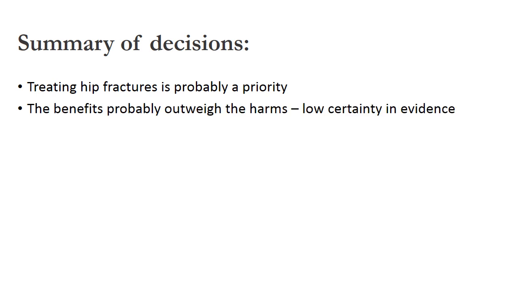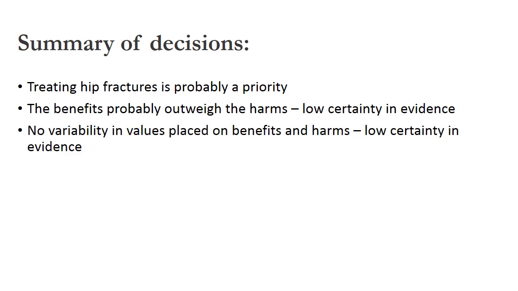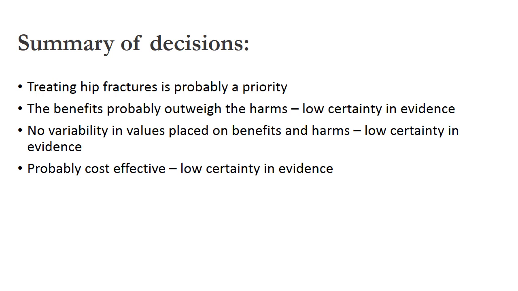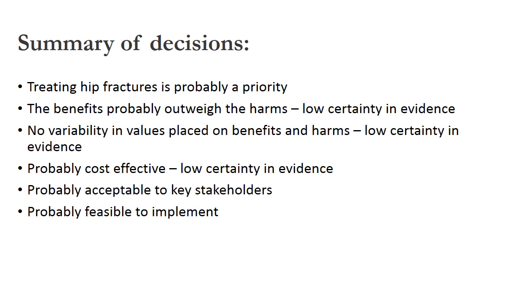Now that all issues were discussed and judgments recorded, the panel could look back at the table to summarize the discussion clearly. They summarized it as treating hip fractures is probably a priority. The benefits probably outweigh the harms, although there is low certainty in that evidence. There is no variability in values placed on benefits and harms, although again the certainty of the evidence was low. That it was probably cost effective, but again low certainty in evidence. It was probably acceptable to key stakeholders. It was probably feasible to implement, but inequity would probably increase. Now the panel was ready to make the recommendation.